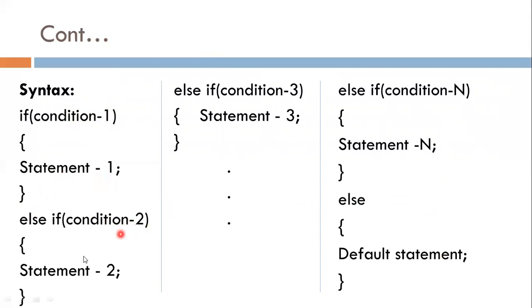If condition 2 is true, then statement 2 is executed. If condition 2 is false, then it directly checks condition 3. Similarly, if condition 3 is true, then statement 3 is executed. Otherwise, if condition 3 is false, then it repeats for the next condition. If all the conditions are false, then it directly passes to the else block and the default statement is executed.